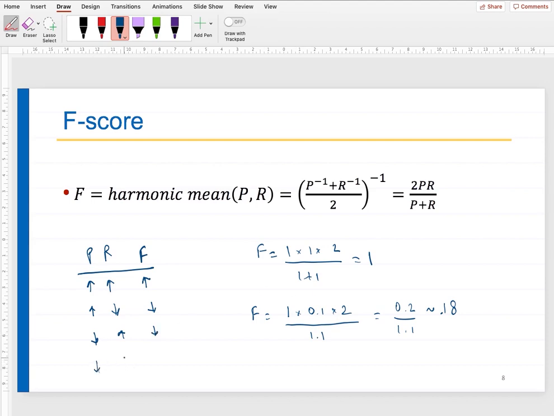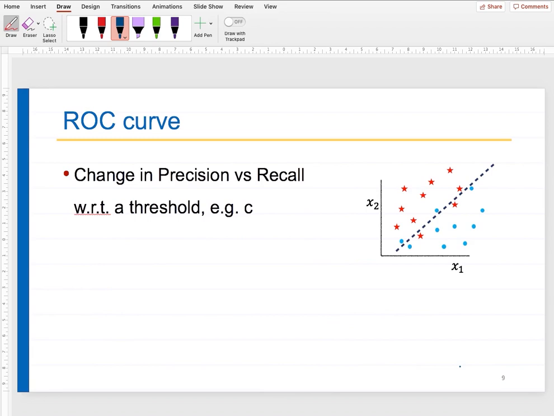If my precision is low and recall is low, F measure will obviously be low. Let us say both are 0.1: 2 times 0.1 into 0.1 divided by 0.1 plus 0.1, which is equal to 0.1. So basically, F measure is closer to the smaller value. Whichever value is small, my F measure is closer to that. That's why F measure is used as a good measure to combine precision and recall.